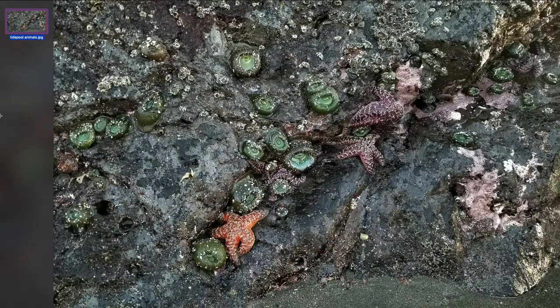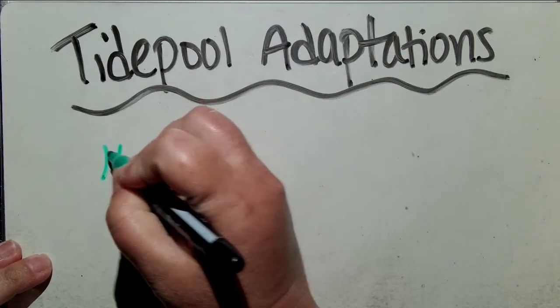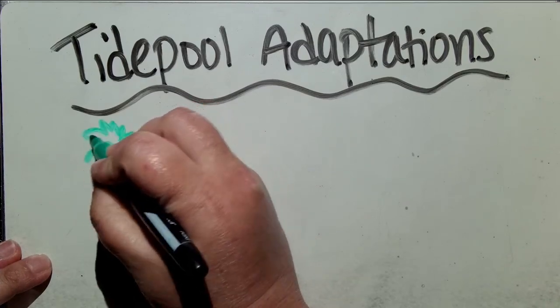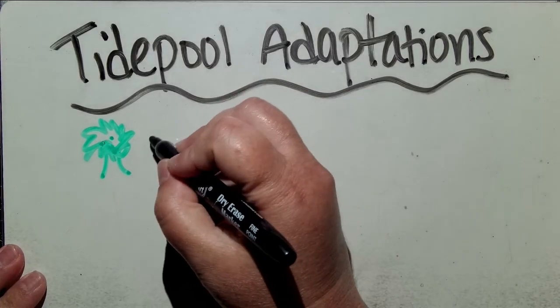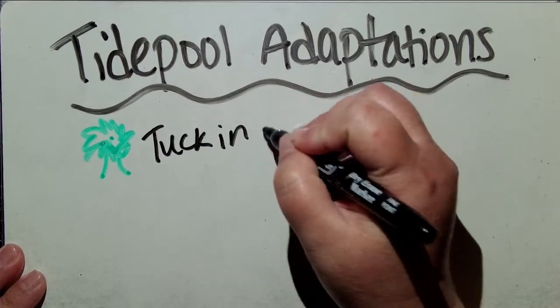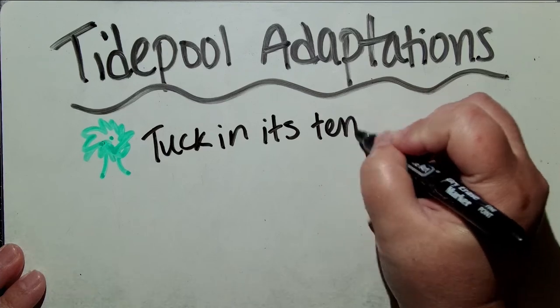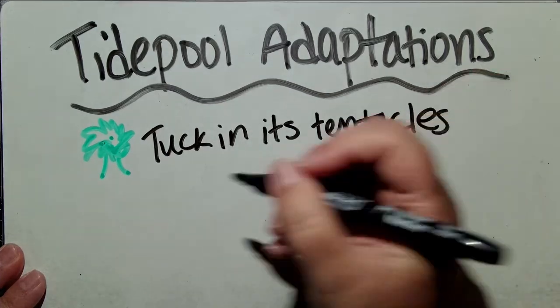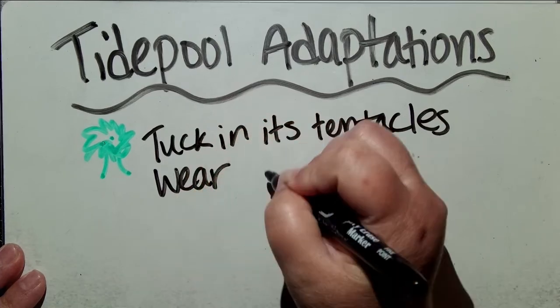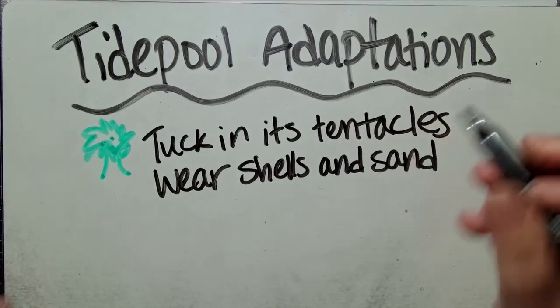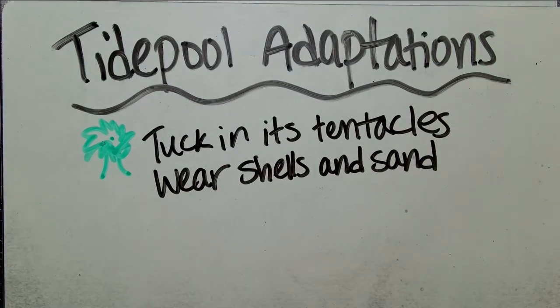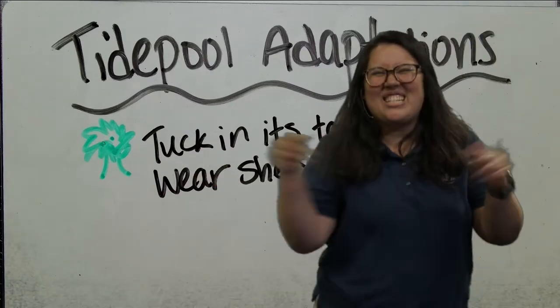For thinking about different kinds of animals, I'm going to draw my little anemone here. That's a little mouth in the middle. And I'm going to think about my adaptations for my anemone. And that's going to be, right, it can tuck in its tentacles. And then it can also wear shells and sand. That's pretty cool. I wish I could wear shells and sand sometimes. Though maybe it might get messy in the car, but that's okay. I think it would be fun anyways. You can always just vacuum anyways.